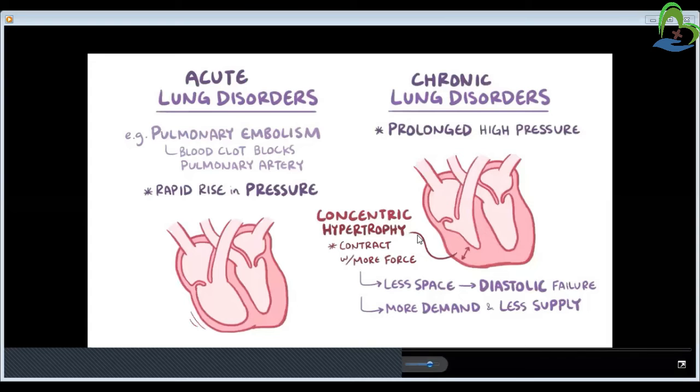In acute lung disorders, for example pulmonary embolism, where blood clots block the pulmonary arteries, there will be a rapid rise in pressure. Already the right sided ventricle is thinner. In chronic lung disorders, there will be prolonged high pressure, so we can see a concentric hypertrophy in the ventricle. It will contract with more force, but there is less space, and therefore it will lead to diastolic failure.